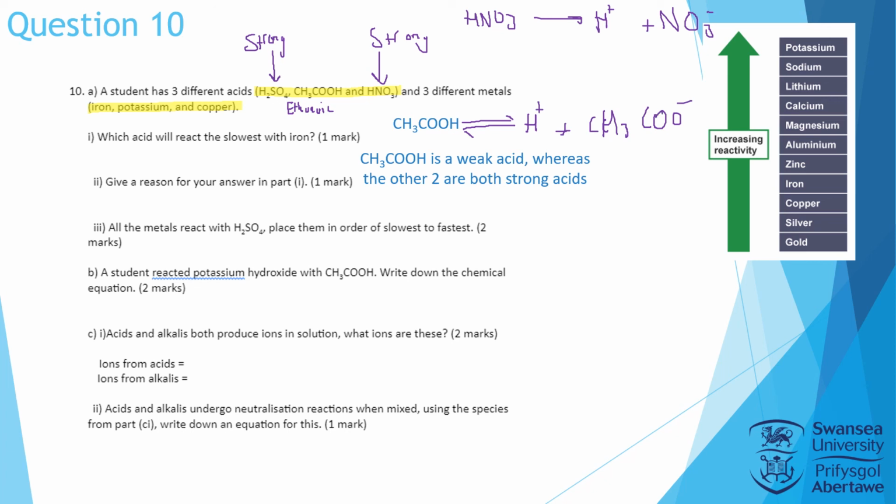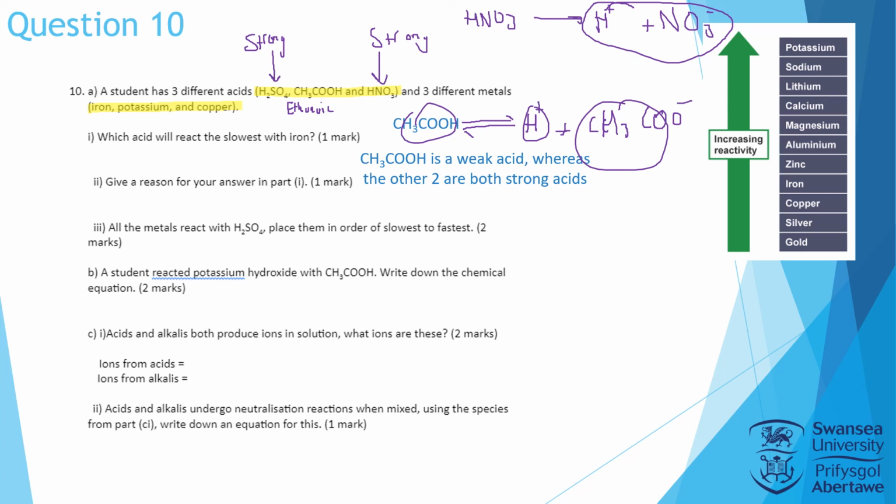So it doesn't entirely break down. When you put this in water, you're going to have a bit of this, a bit of this, and a bit of this. You have all three. Whereas when you place nitric acid in water, you only have these two ions. So basically, with the nitric acid, there's way more hydrogen ions about to react.